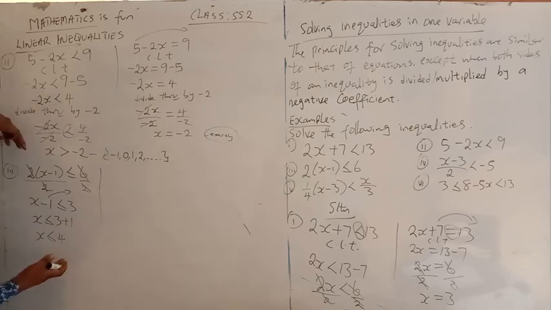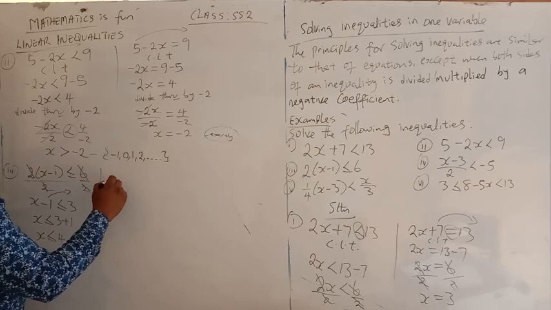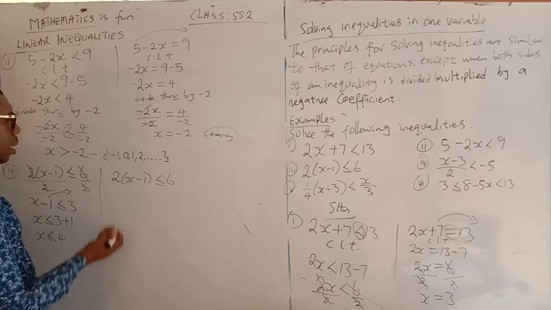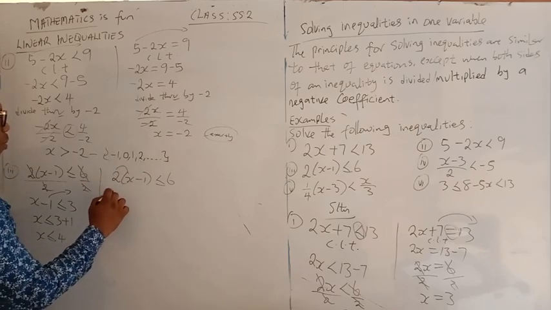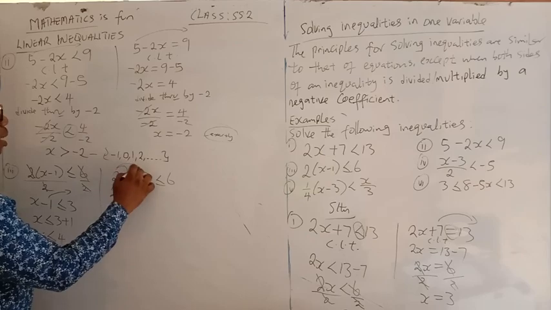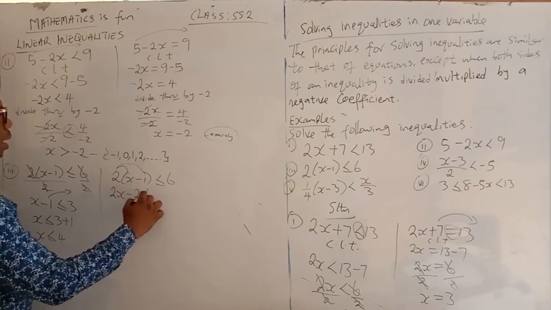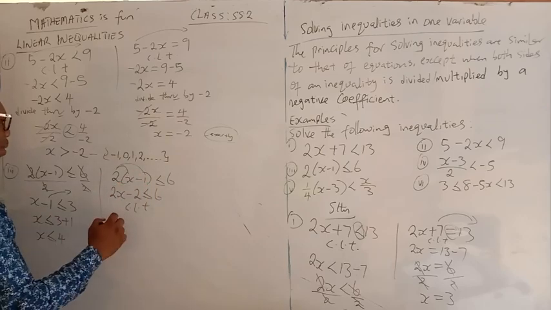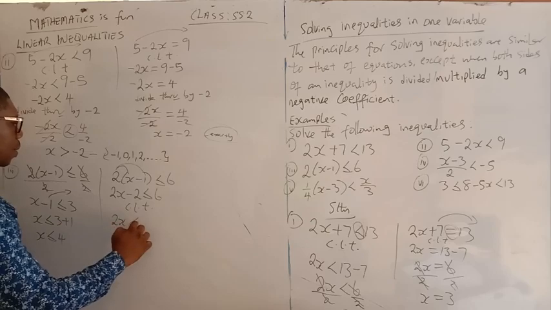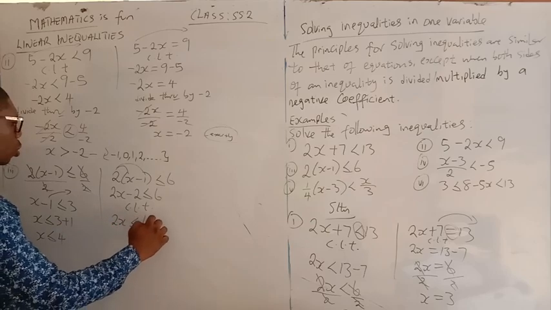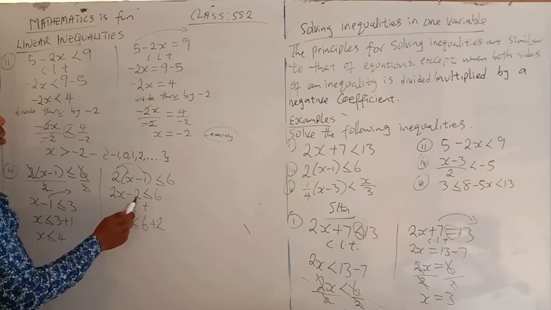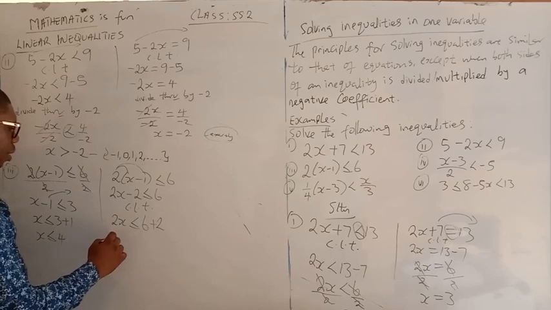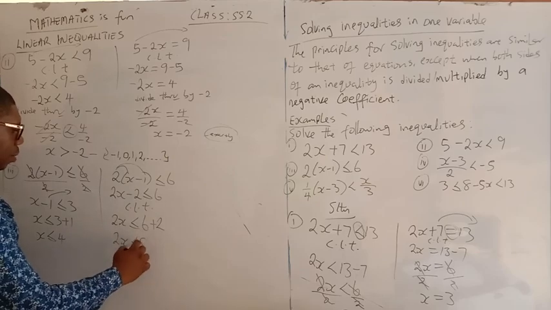Now, if I don't want to follow this process, I can still expand. I can still open the bracket. That is, multiply x by 2, so you have 2x. Multiply 2 by 1, you have minus 2, less than or equal to 6. So again, you need to collect the like terms, like we did here. You have 2x less than or equal to 6 plus 2, because we have moved the negative 2 from the left-hand side to the right-hand side. It's now positive. So you have 2x less than or equal to 8.